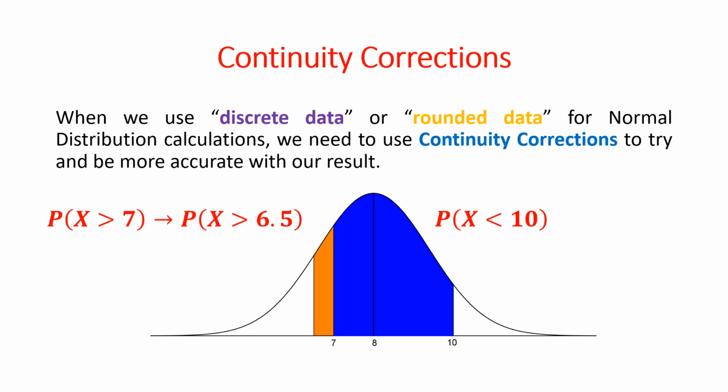Now the same applies for the upper boundary. The probability of x being less than 10. Well, again, we need to adjust that boundary and say, actually, we want the probability of x being less than 10.5, because any value like 10.2 will get rounded back down to 10. So we need to change our boundaries. These are called continuity corrections to adjust for discrete data or rounded data when we do normal distribution calculations.